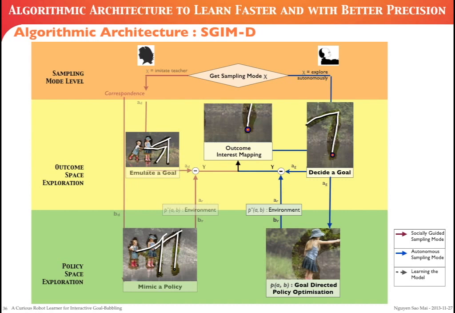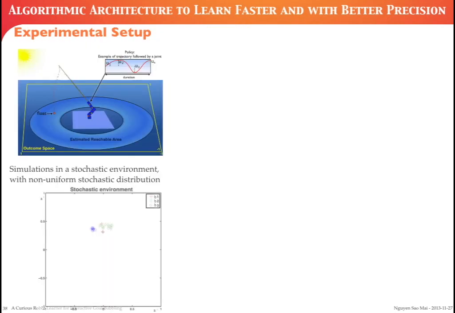So we are now still doing the experiments on the real robots, but for a first step, we had conducted the experiments with a simulator, which is given here. The simulation environment is stochastic with non-uniform stochastic distribution. This is the part of the surface of the water, which is the outcome space. Each color corresponds to several points that were reached by doing the same policy here, or here is a different policy. So you can see that it doesn't reach the same point.